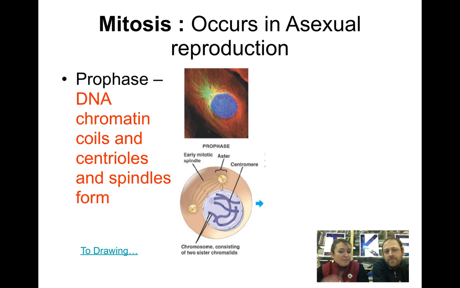And one other thing, asexual reproduction. Asexual means we don't need a partner. So it's self-replication. All the cells in your body are asexual cells except for your sex cells, sperm and eggs.